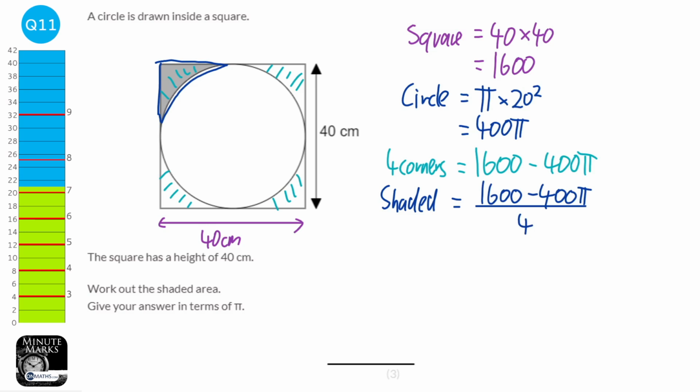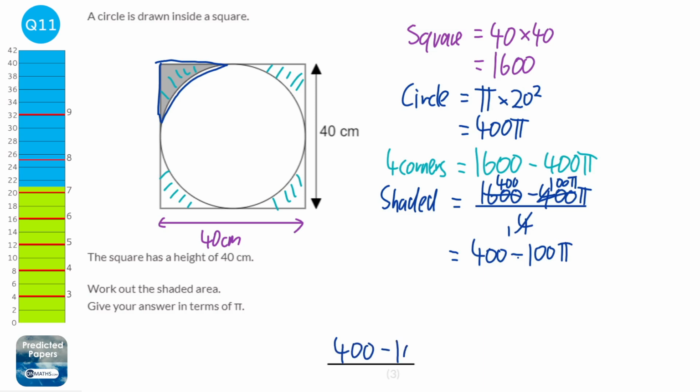We can divide all of the terms by 4. So that will leave 1 at the bottom, 100 pi here, and this will be 1,600 divided by 4 is 400. So we're just cancelling the fraction, and actually we leave it as 400 minus 100 pi, and that indeed is our answer. You can't simplify that any further.